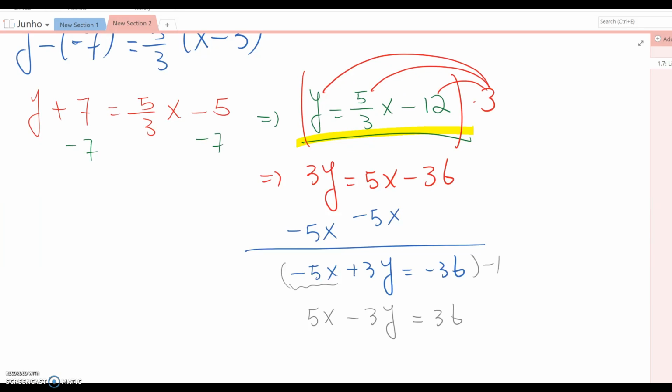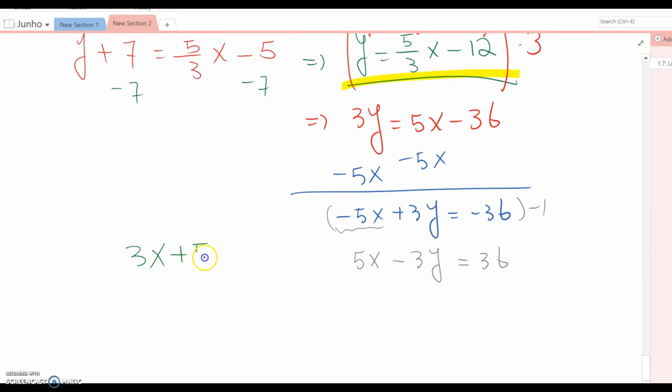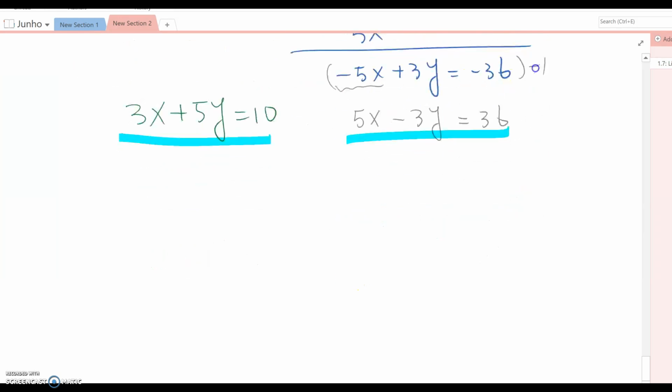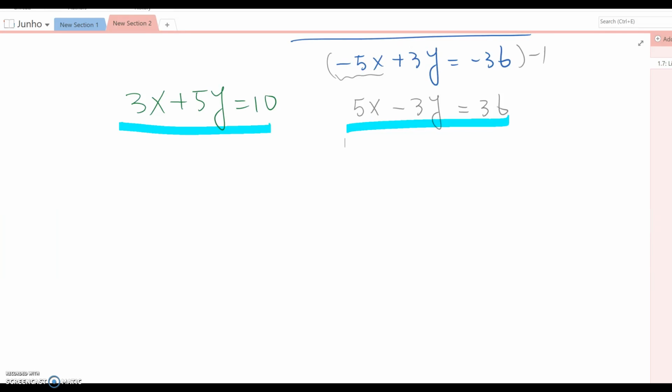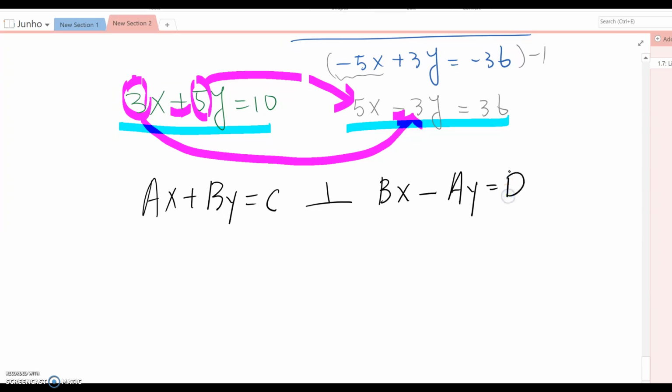Okay, so let me bring back the original given equation, which is 3x plus 5y equal to 10. Now compare this equation and this equation. Do you see something here? Yes, you see that originally it was 3 on the x value, it moved to the y coefficient, and 5 goes to the x coefficient, and the sign got opposite. So it means if the given equation looks like ax plus by equal to c, the perpendicular line equation can be set up as bx minus ay equal to d, something like that.